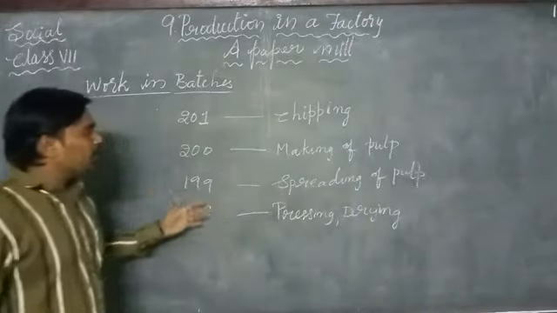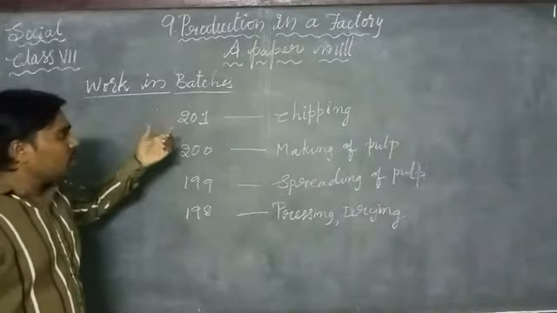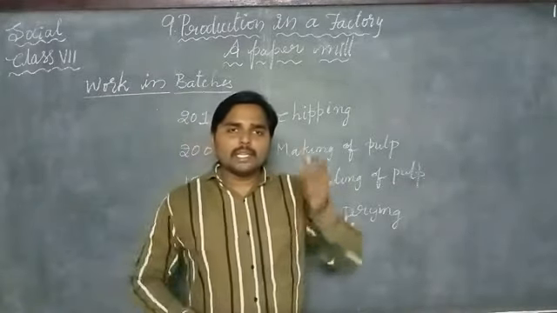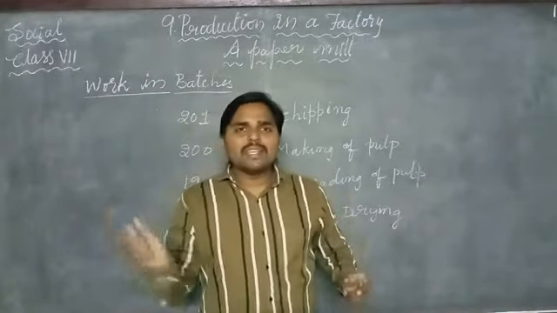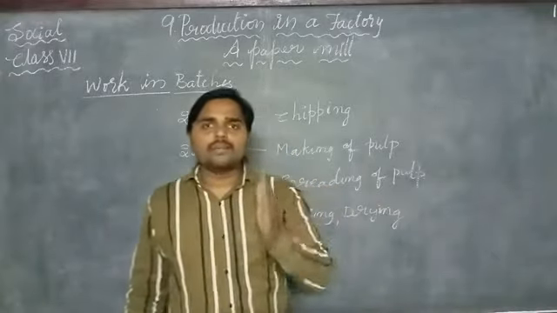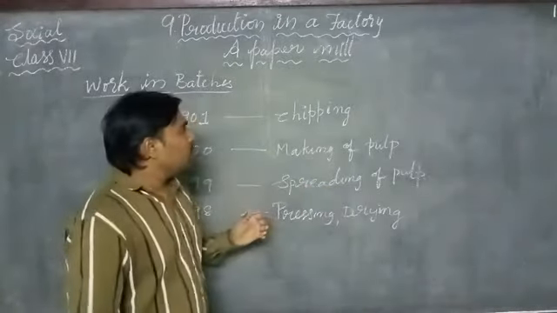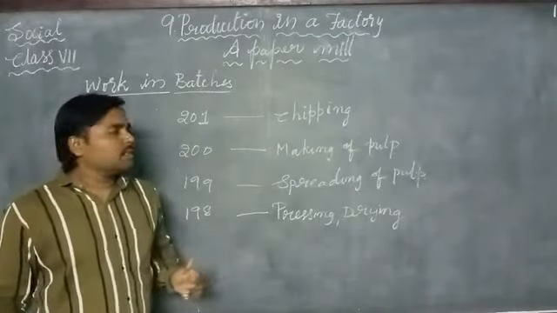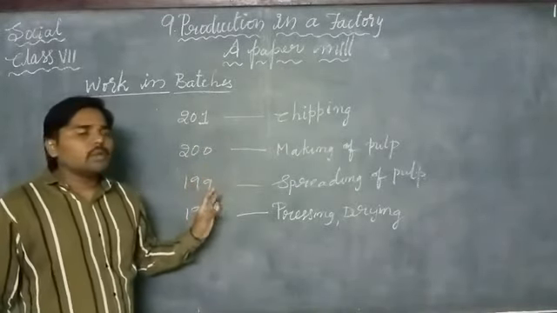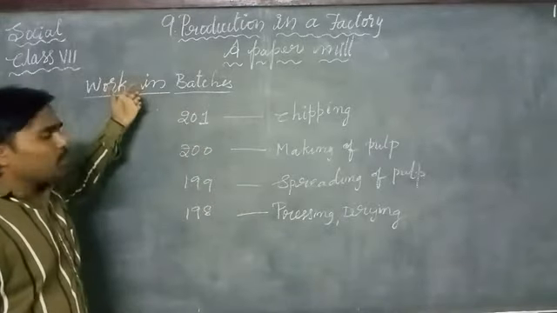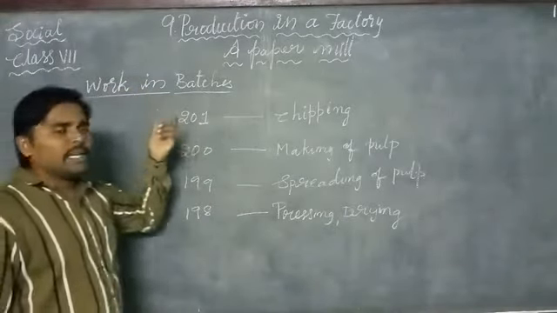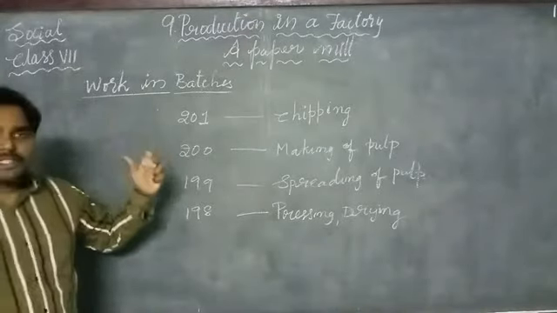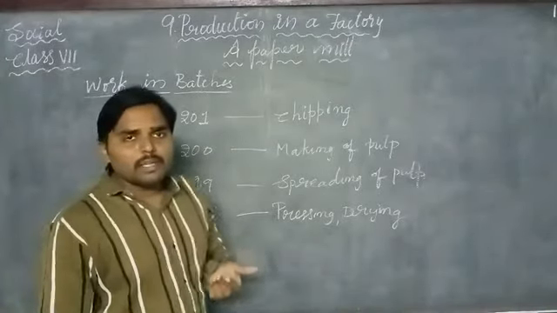Okay, in this way, once the load is surrendered to one batch, that one batch goes along with the entire processing of paper. After finishing the entire paper, they would be released out. Okay, in this way, the work goes on in batches in the paper mill. They follow the batch system.